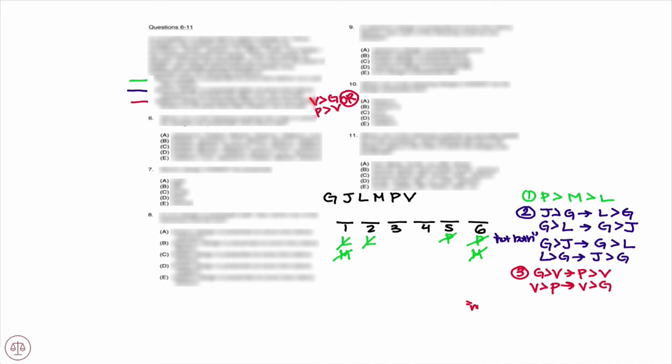Remember, the not both part here has to show both sides of it. So meaning if Pete is before Valdez, then Green is going to be before Valdez. And if Valdez is before Green, then Valdez will be before Pete.